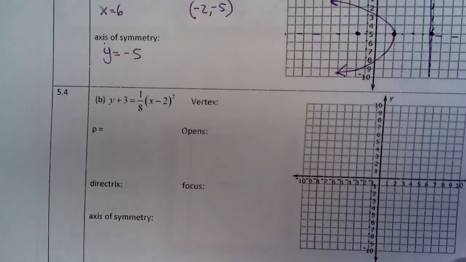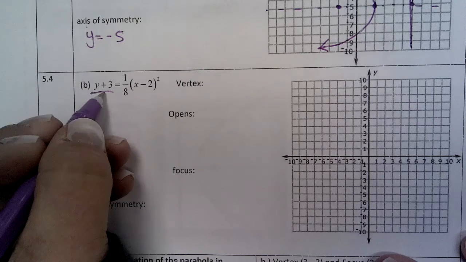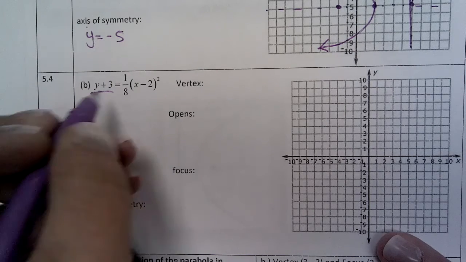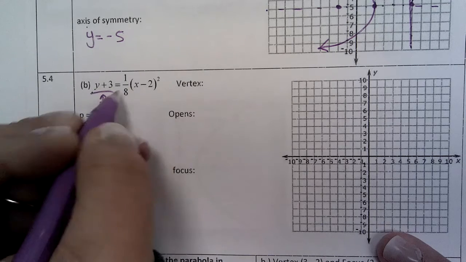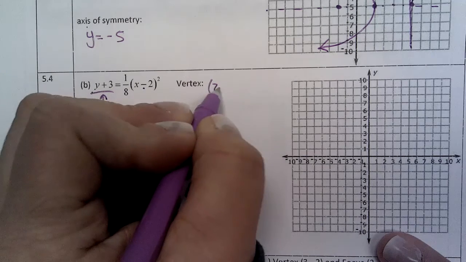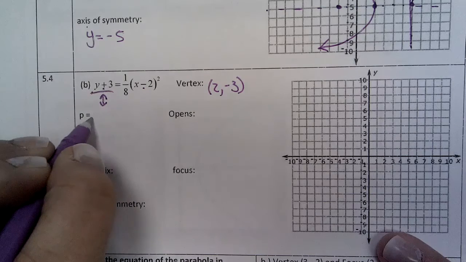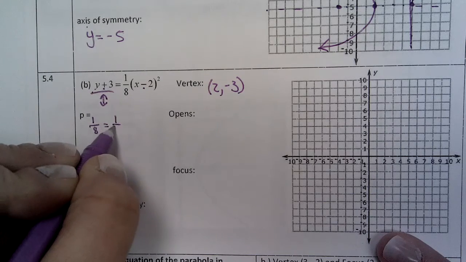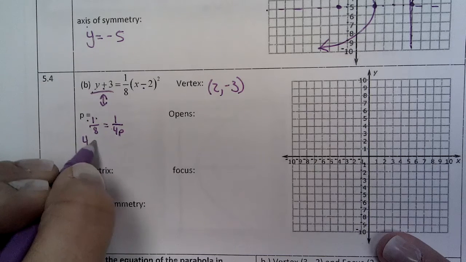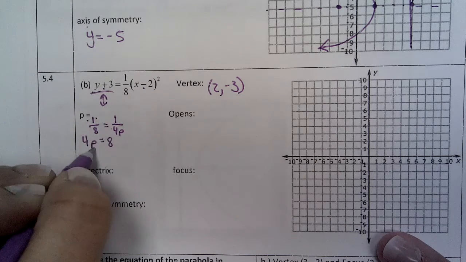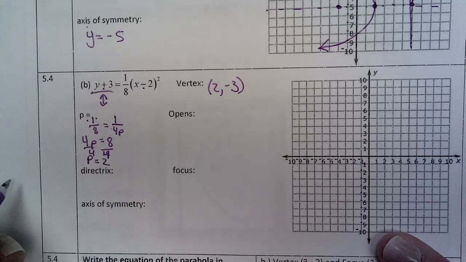All right, so let's take a look at the next one. This one, the y comes first, so I know it's going to open up or down. My vertex is going to be (2, -3). My p-value, I'm going to set that 1/8 equal to 1/4p, and I'm going to cross multiply to solve. So 4p times 1 is 4p, 8 times 1 is 8, divide by 4, and I get p equals 2.